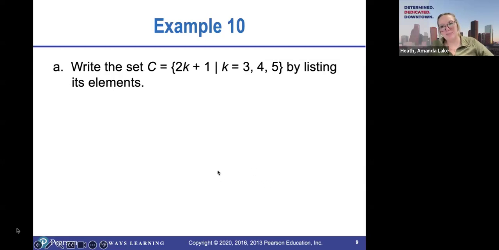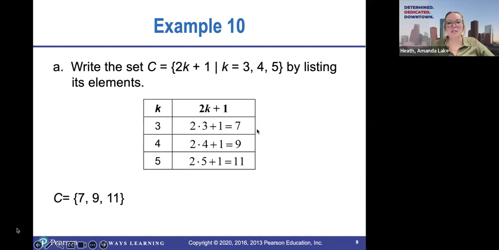We could also take set builder notation and write it using the roster method, and list its elements out. So this set is the set of 2k plus 1, where k is equal to 3, 4, and 5. The easiest way to do this is probably just to create a table and say, all right, when k is 3, 4, and 5, I'm going to have the elements 2k plus 1. So 2 times 3 plus 1 is 7. 2 times 4 plus 1 is 9. 2 times 5 plus 1 is 11. So C is the set of 7, 9, and 11.